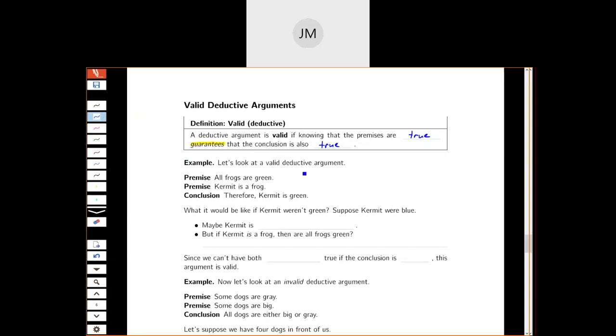Let's look at some examples. So here's a valid deductive argument. The first premise: all frogs are green. The second premise: Kermit is a frog. Conclusion: therefore, Kermit is green.